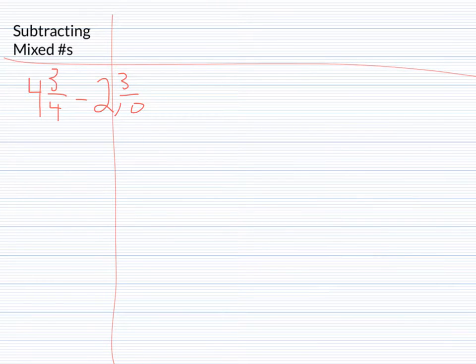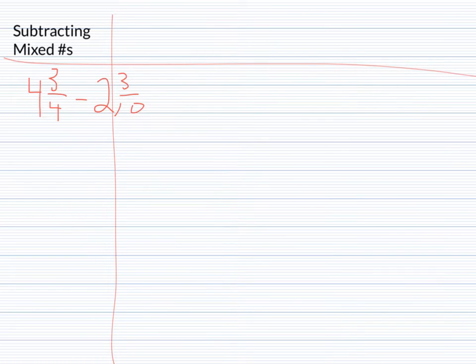All right, so now when we take a look at this example, we have 4 3/4 minus 2 3/10. In order to solve this, we first need to change each of these mixed numbers into improper fractions. You cannot add or subtract fractions with mixed numbers. It just makes it kind of difficult. So I would say for the most part, we should be changing these into improper fractions.